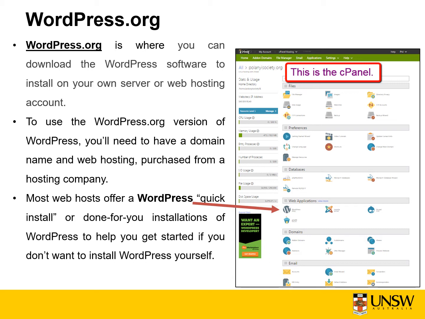In fact, WordPress.org is where you can download the WordPress software to install on your own server or web hosting account. Therefore, for using WordPress.org, you need to purchase a domain name and web hosting from a hosting company, then download WordPress from WordPress.org and install it on your host. Also, most of the web hosting websites offer a WordPress quick install service to help you get started if you don't want to install WordPress yourself.